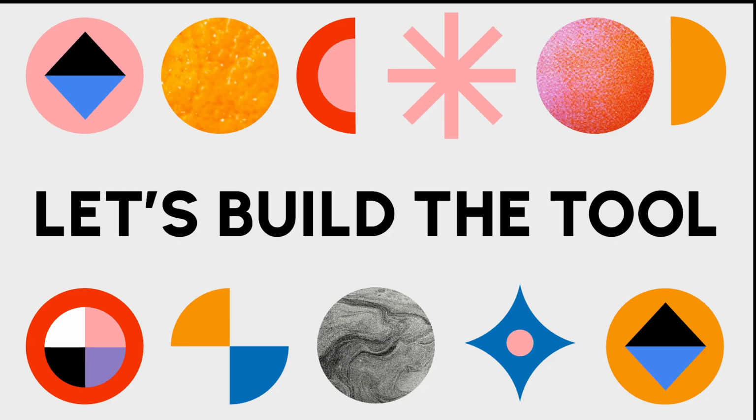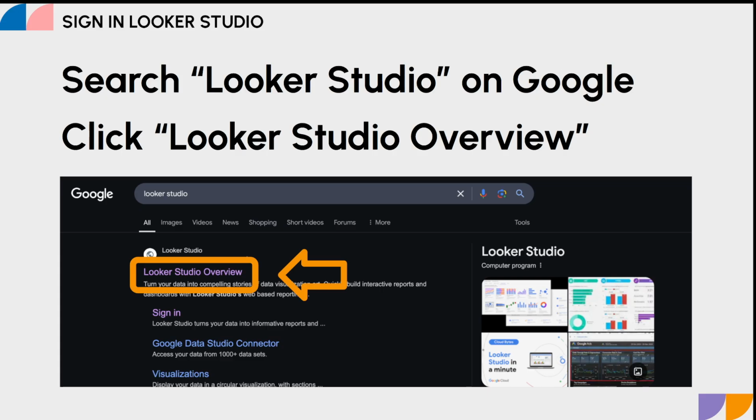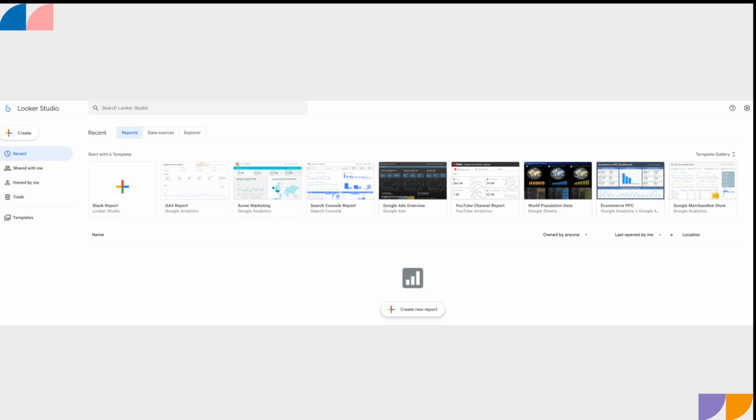Now, shall we start building the tool? Since this is a beginner-friendly video, we'll start with how to access Looker Studio. First, search for Looker Studio on Google. Then click on the search result that says Looker Studio Overview. Then you'll see a page like this. Click on the create new report button here.